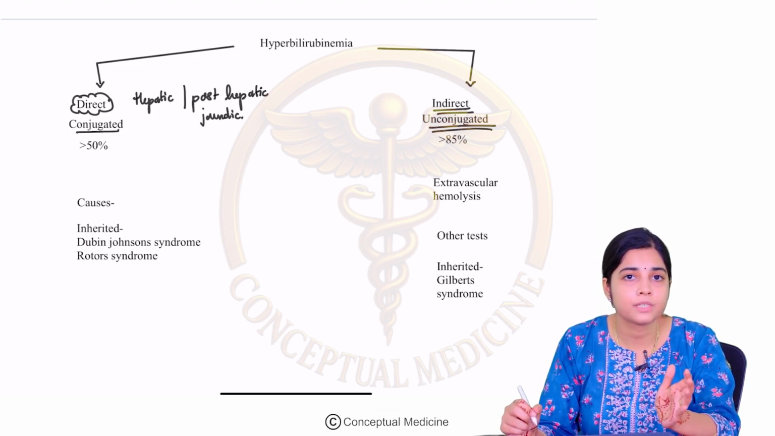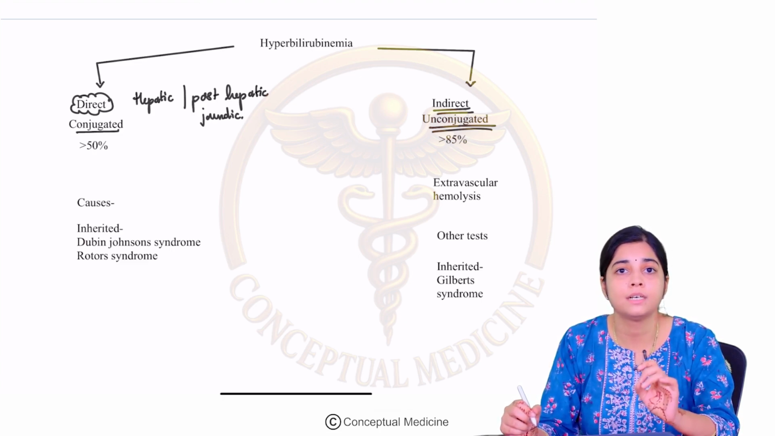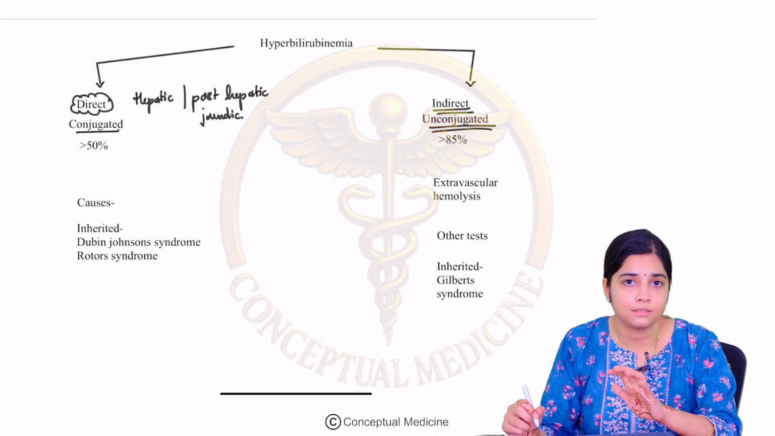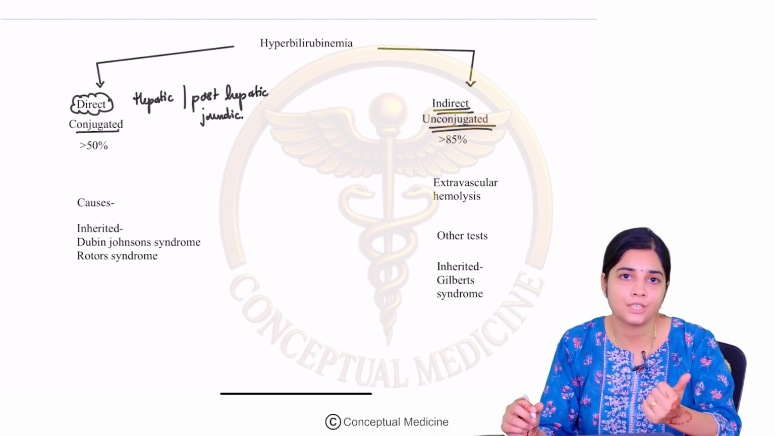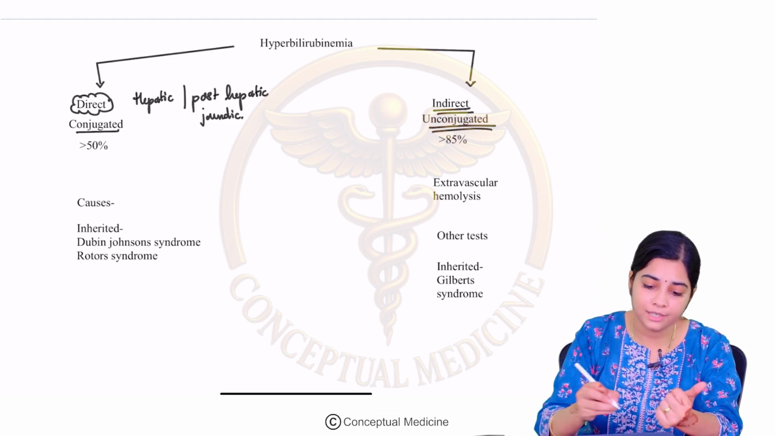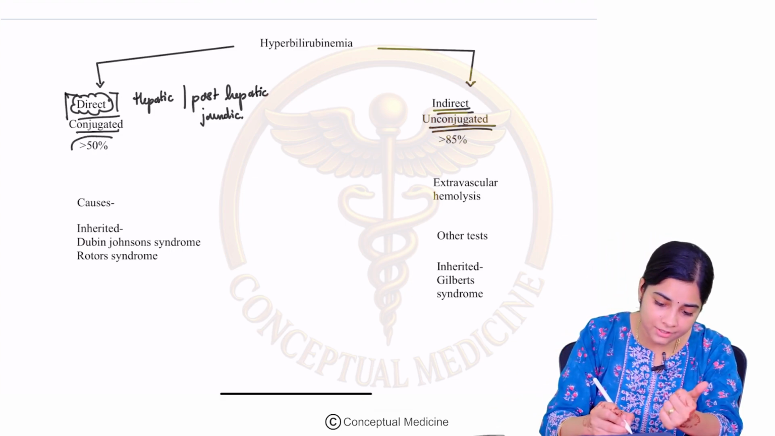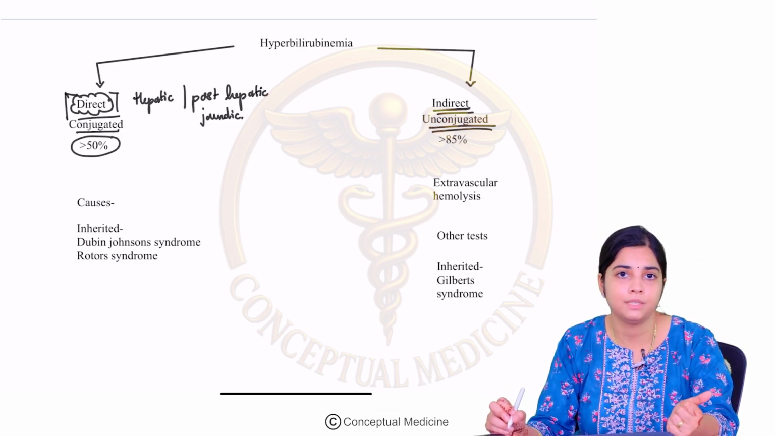So any disease process that affects the liver results in a hepatic jaundice. Any disease which affects the bile duct results in a post-hepatic jaundice. So either of these two disorders can result in an increase in the bilirubin. Agreed? Which fraction will be affected? It is the conjugated fraction that will be affected, and the conjugated fraction is also called your direct hyperbilirubinemia. Okay? And when this fraction is more than 50%, that is when we call it direct hyperbilirubinemia.